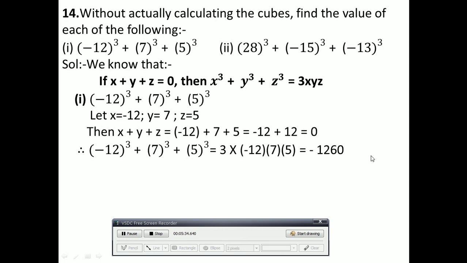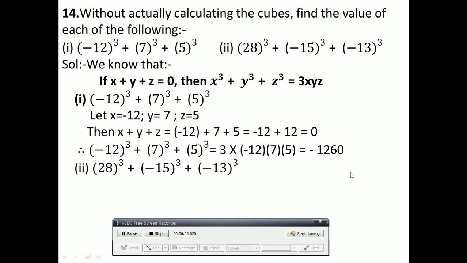Again it is the form of x cube plus y cube plus z cube, and again we will use this identity, that if x plus y plus z equals 0. So what is x? X is 28, y is minus 15, z is minus 13. So 28 minus 15 is 13, 13 minus 13, that will be 0. So what will be our answer? 3 multiplied by 3xyz, that means 3 times 28 times minus 15 times minus 13.